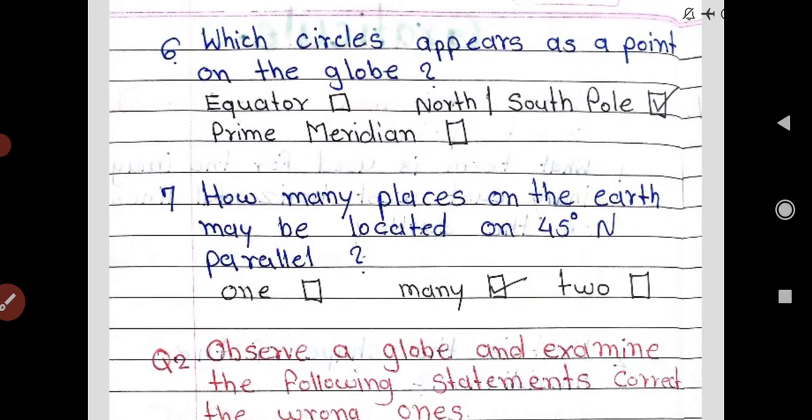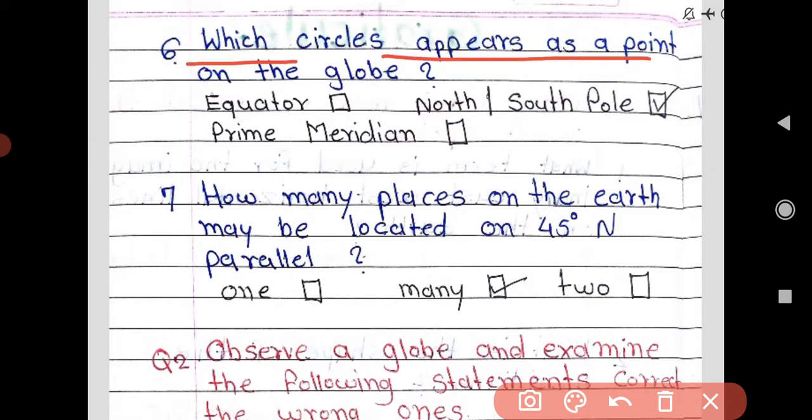Now 6 is, which circle appears as a point on the globe? Options are equator, north-south pole, prime meridian. Our answer is north-south pole.